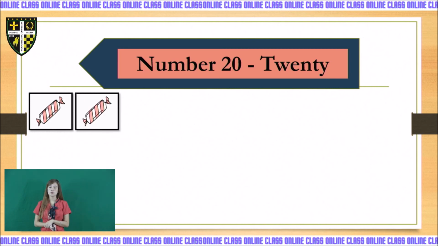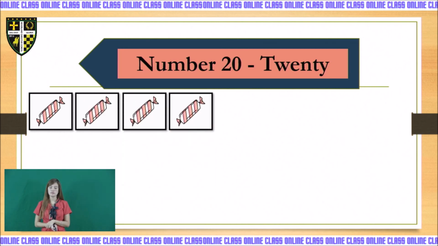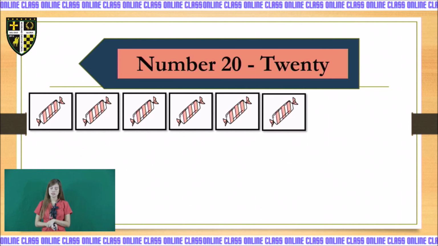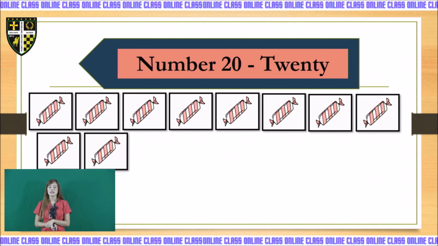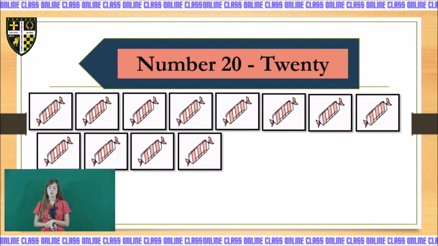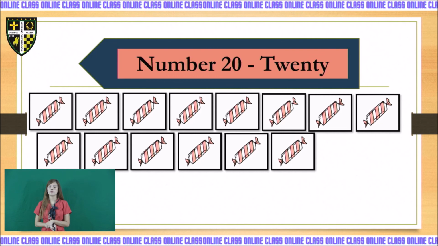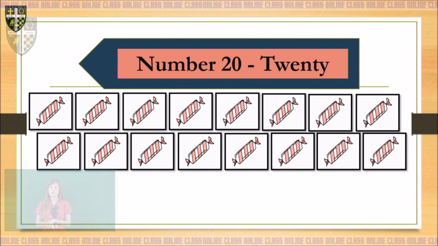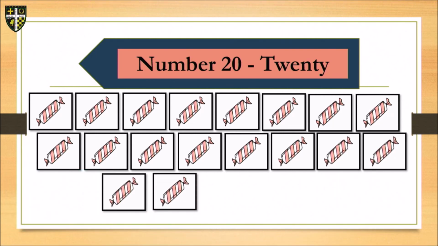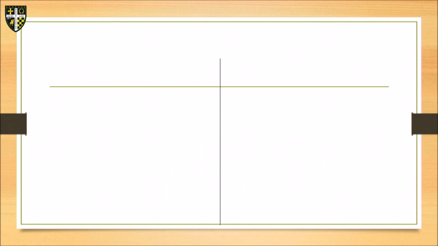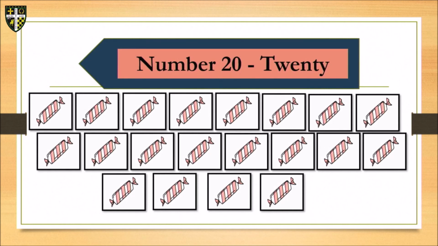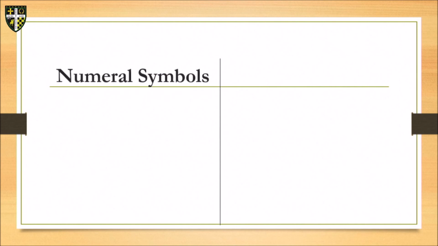1, 2, 3, 4, 5, 6, 7, 8, 9, 10, 11, 12, 13, 14, 15, 16, 17, 18, 19, 20. We have 20 candies. Again, kids, we have 20 candies. Now, let's review. The first one, we have numeral symbols or number symbols.